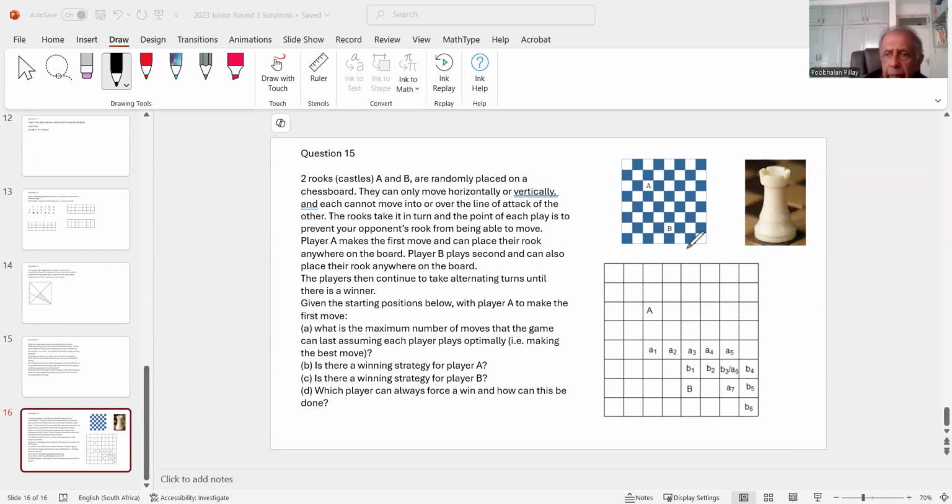Now, when you think about it, for B not to have any moves whatsoever, because B can move that way or that way, he's got quite a lot of freedom. For B not to be able to move at all, he has to be stuck here in this corner, and A has to be here. Then B cannot move at all. He can't move there, can't move there. In this situation here, A wins because B cannot move.